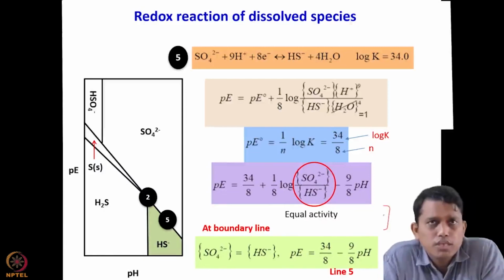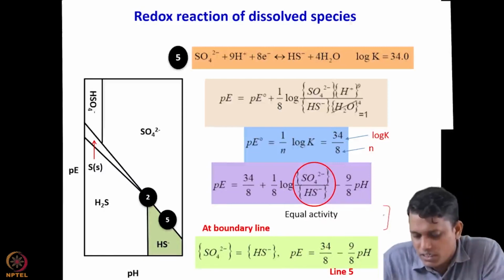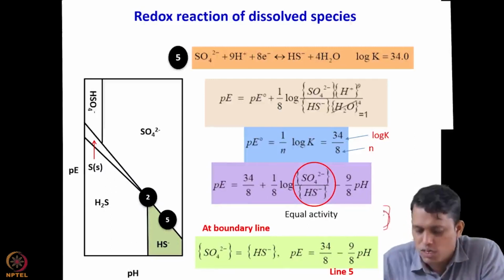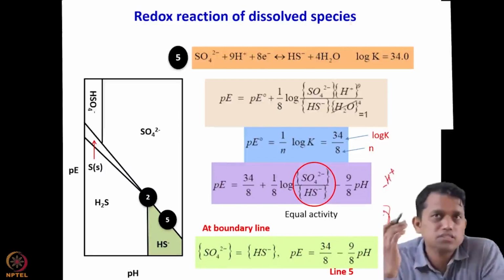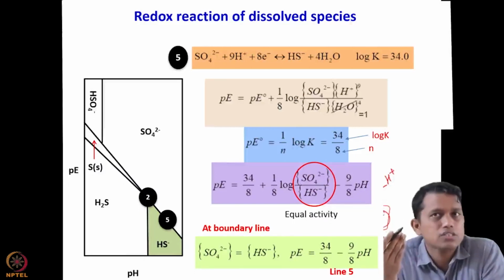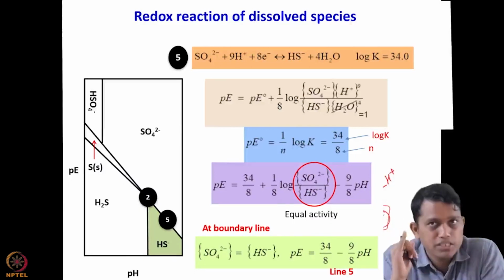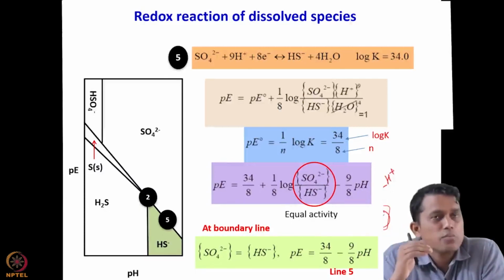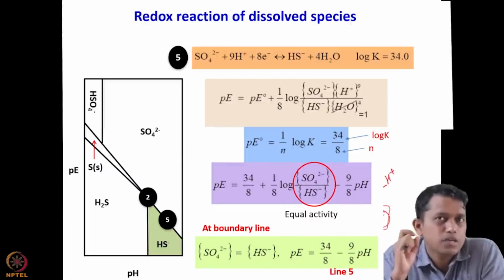The slope means the equation contains both a pE term and a pH term, where the pE term is basically electron activity and the pH term is basically proton activity. So when you have sloping lines, it means that the reaction equilibrium that we are talking about is controlled by both pH and pE. Your proton as well as electron both are influencing that particular equilibrium.